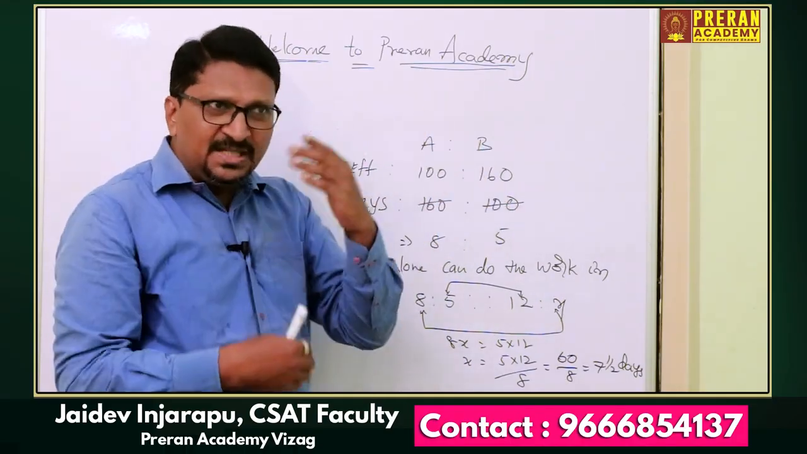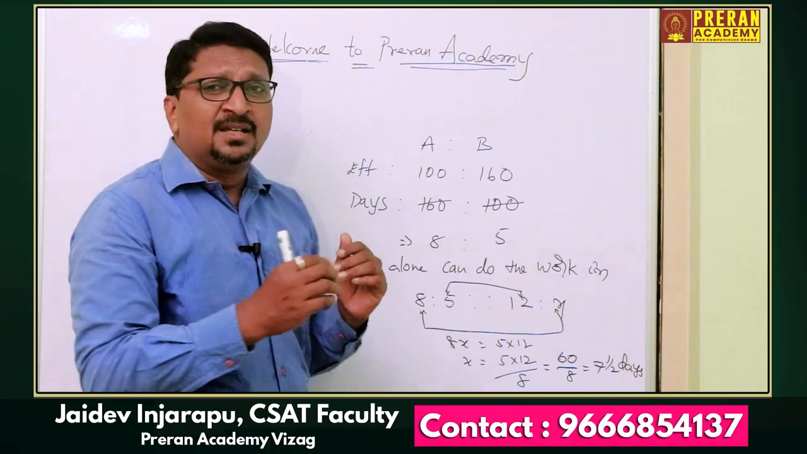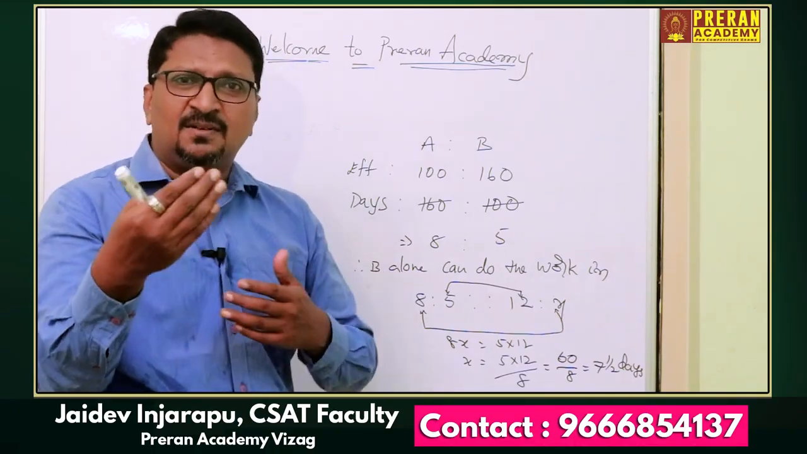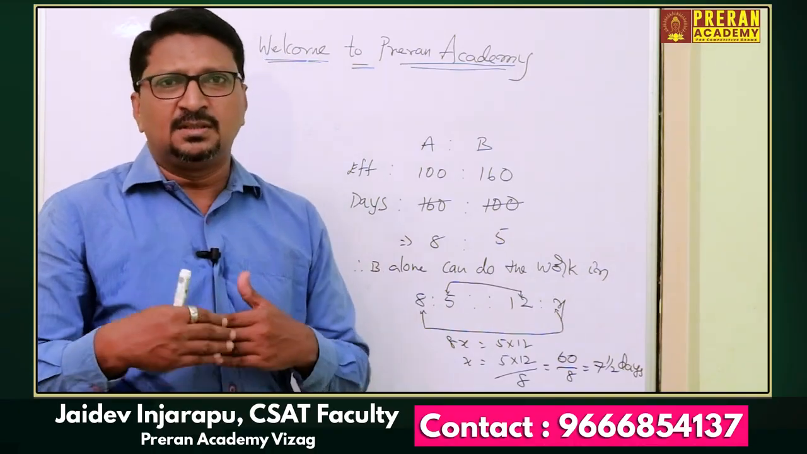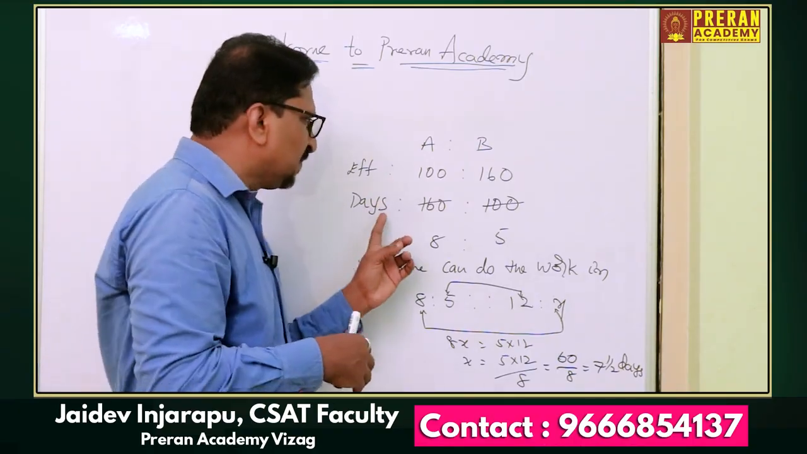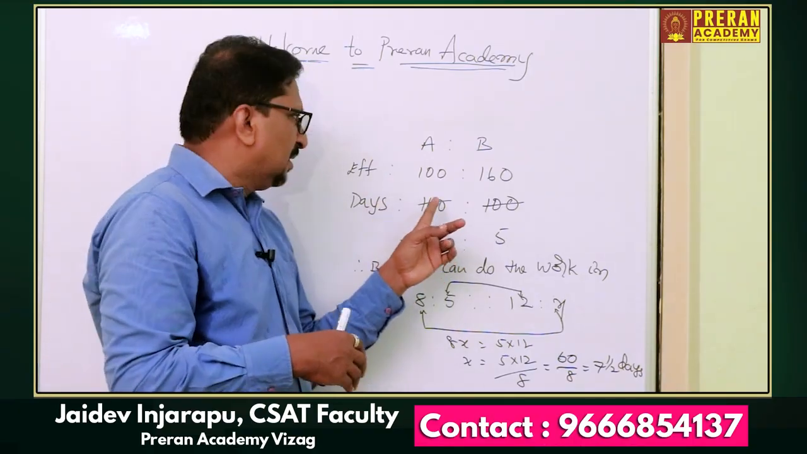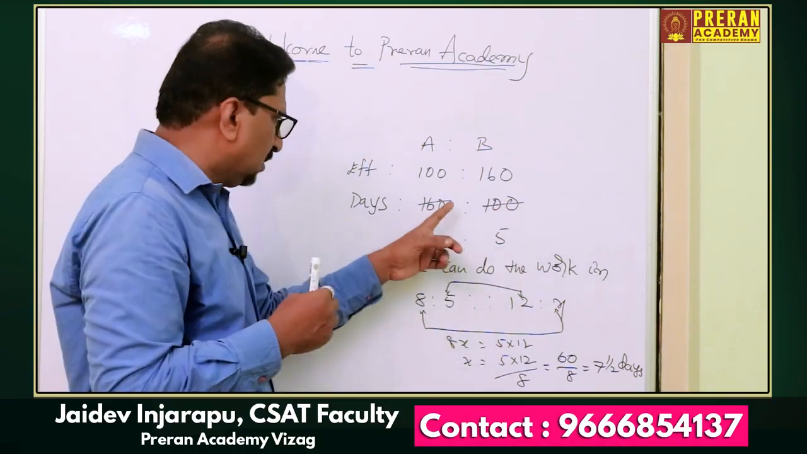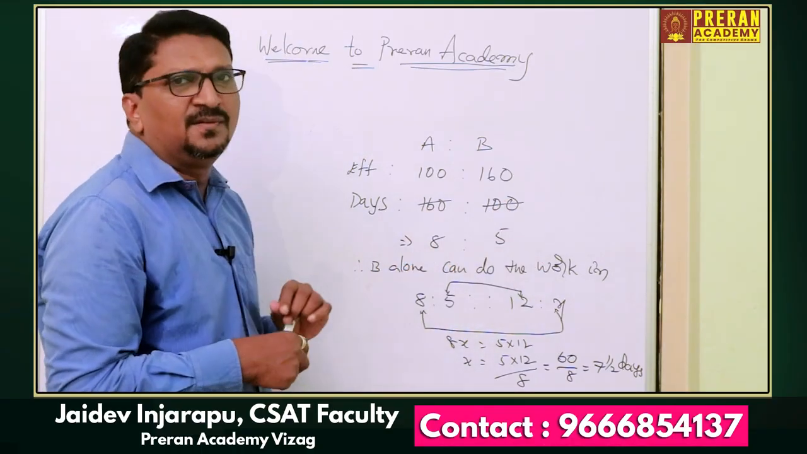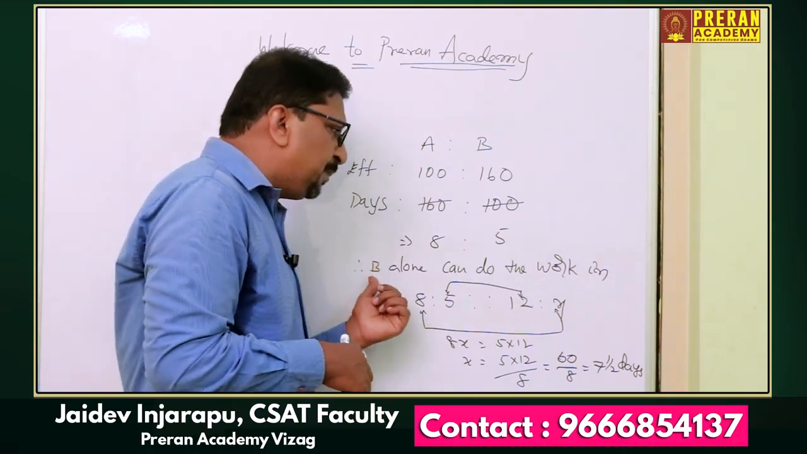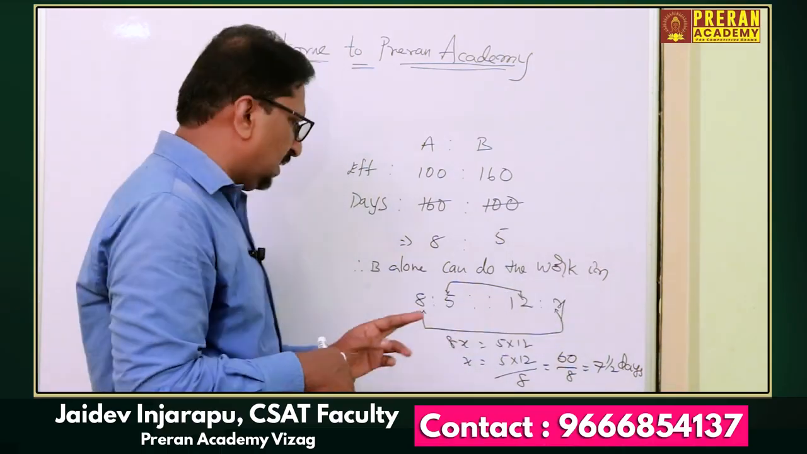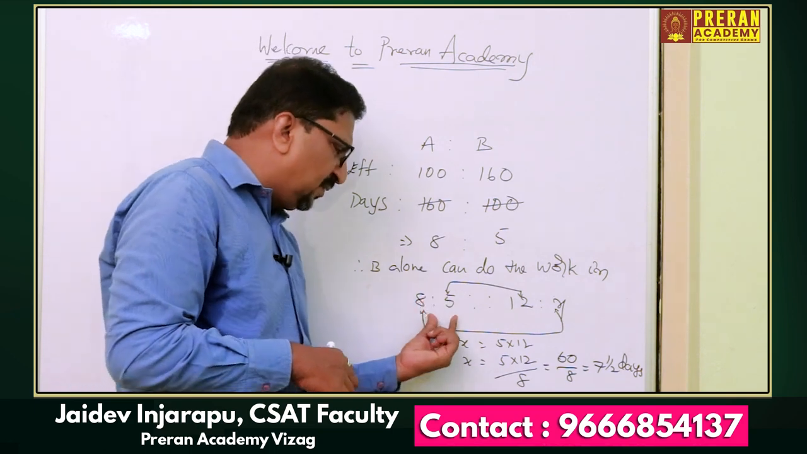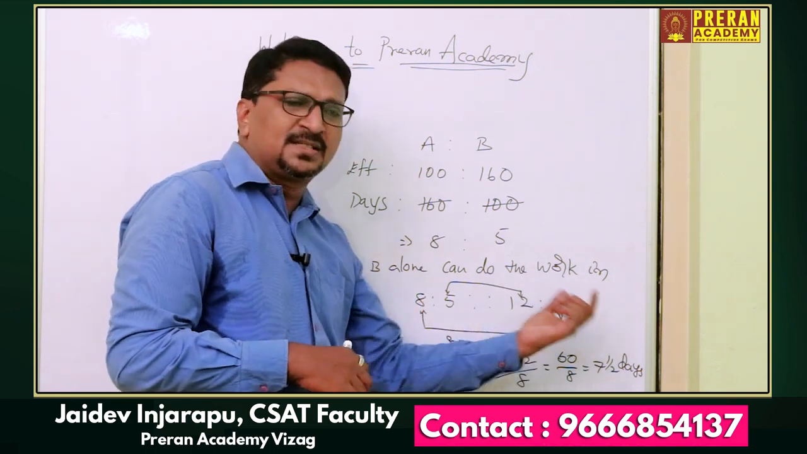Now, when it comes to days, obviously a more efficient person can do the work quickly, right? So when it comes to days, A is 160, B is 100. So, the ratio is 8:5. Now, B alone can do that work in days such that 8:5 is to 12:x.